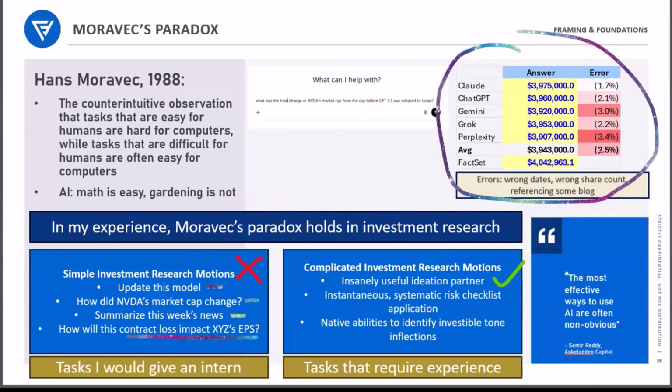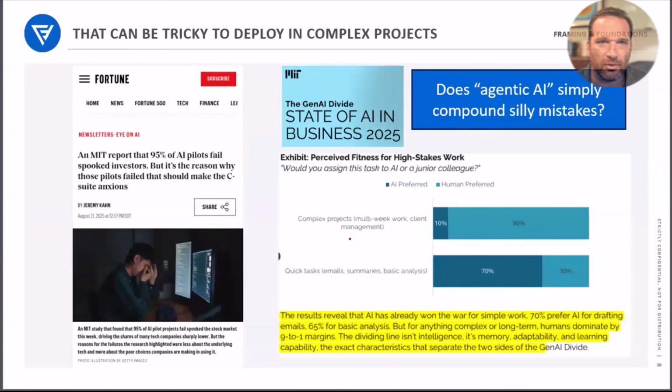Virtually all of the open access general purpose models failed at that very simple task, with stupid mistakes like wrong dates, wrong share count, and referencing some random blog that said this is NVIDIA's market cap. There was just some rounded number. And so I think that's important to know as we start thinking about deploying these tools. I like this quote from an investor letter that the most effective ways to use AI are often non-obvious. They come in some of these more complicated investment research motions, actually, in my experience, tasks that require more experience.